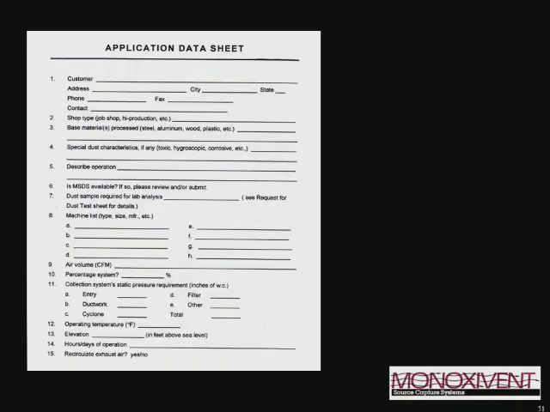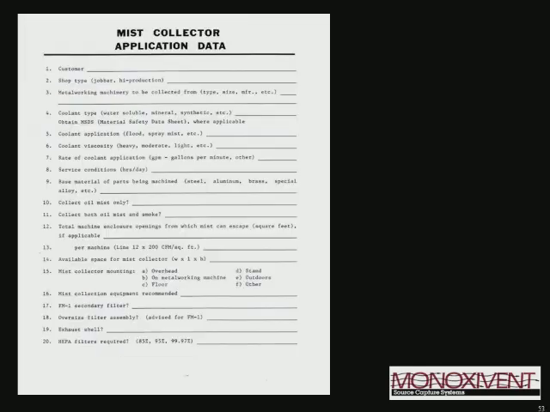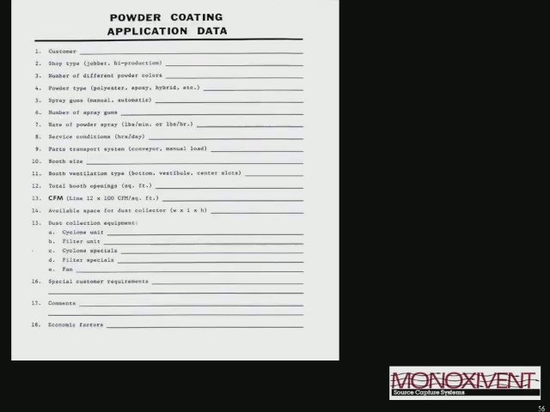Now, application data sheet. Similar to the design worksheet for vehicle exhaust, we have design sheets for different applications. This particular one is designed for cyclone. So if we're designing a cyclone system, we'll want to have this page and this page filled out in its entirety, if possible, to give us the best chance for doing a good design for that application. This application data sheet is for mist collectors or mist eliminators. This particular one is for buffing and polishing. So you get the idea. There's different criteria for different applications in order to give us the best chance of being successful.